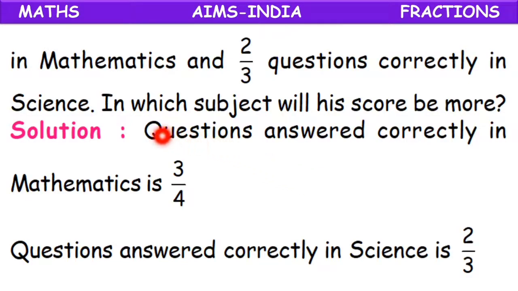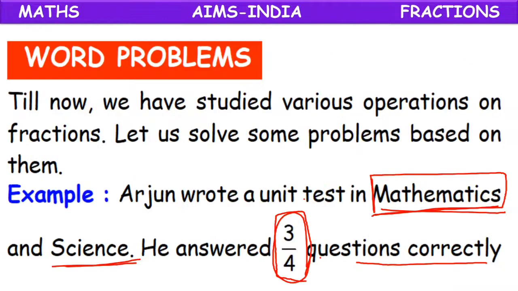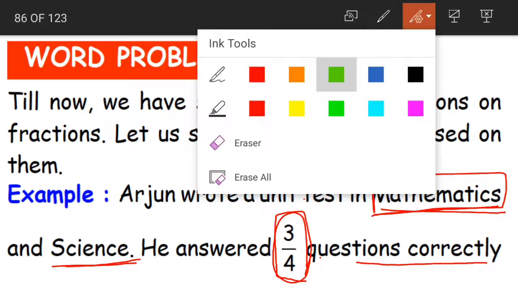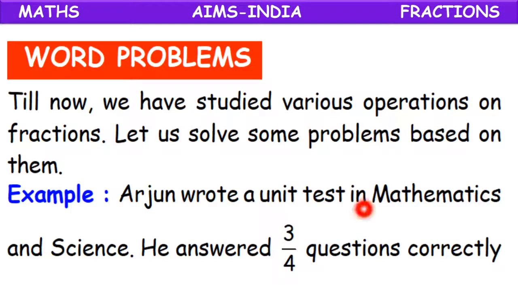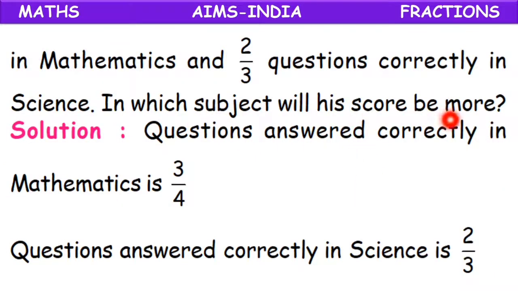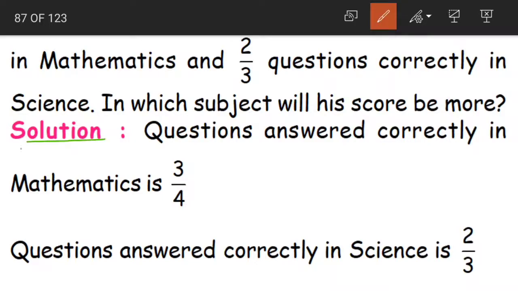Now what should we find out? In which subject will his score be more? Now did they give the number of questions here? Yes, if they gave the total number of questions, we would have found out the number of questions answered correctly and then compared in which he will score more. Yes, the more the number of correct answers, the more the score will be. Here we are simply given the fractions of questions answered correctly. So what will our solution be?